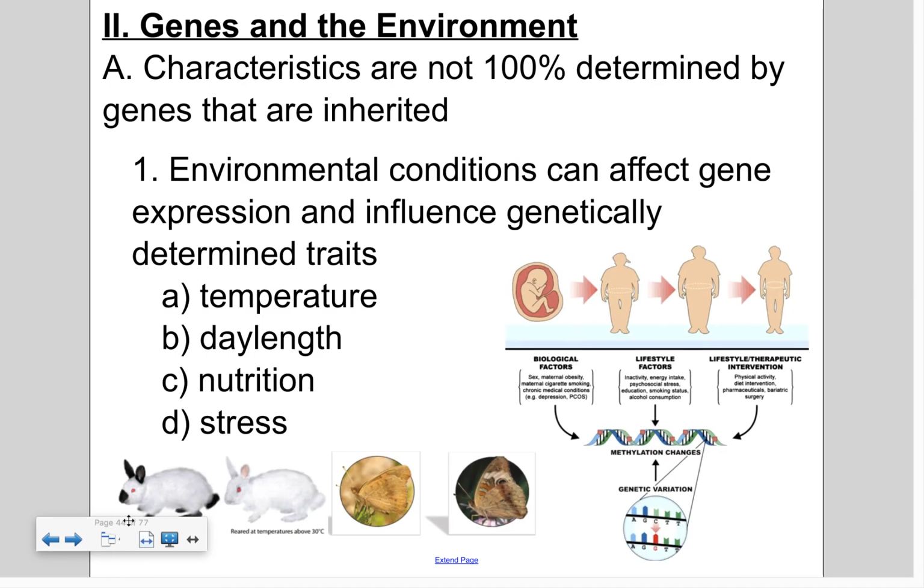Okay. Genes and the environment. So organisms' characteristics that you see are not 100% determined by the genes that you get from mom and dad. The environment does play a role and can affect the gene expression, and as a result, determine the traits that develop from it. Your book lists some examples, and I've added a couple here. You have temperature. An example of temperature is down here. You can see that we have two rabbits, one that has pigmentation and one that does not. This pigmentation indicates that it was raised in an environment that was 20 degrees or less.